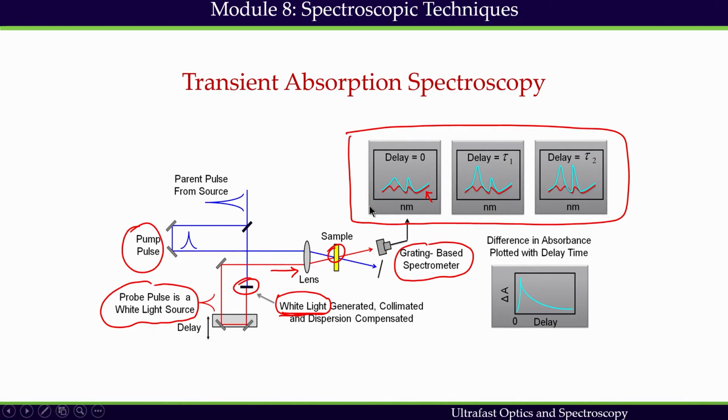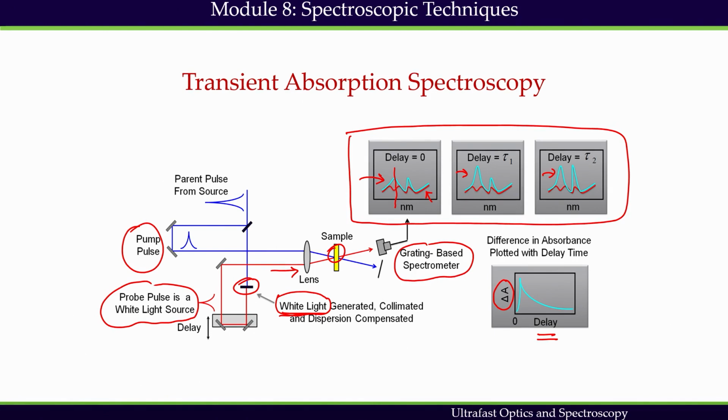Finally, the pump probe transient is recorded by plotting the difference obtained with and without the excitation pulse in absorption at a certain wavelength as a function of time delay. We can see here that at a particular delay, absorption is changing. At different delays, absorptions are changing, and if we monitor the difference in absorption at a particular wavelength and plot it as a function of delay, then we get the transient signal.